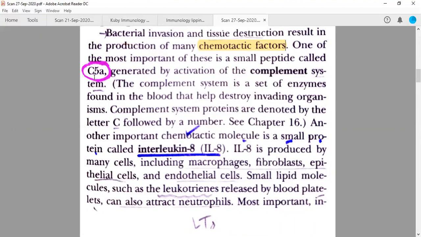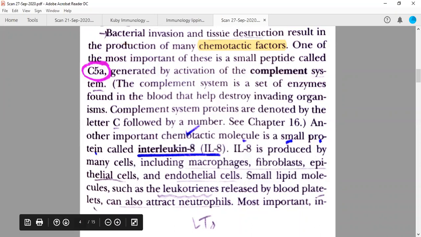And second is this interleukin 8. I told you about various interleukins in the hematopoietic pathway, but interleukin 8 was not there, right? So this interleukin 8 is important because this is also an important chemotactic molecule, which is a small protein. Interleukin 8 is produced by many cells: macrophages, fibroblasts, epithelial cells, endothelial cells. They all can produce interleukin 8.